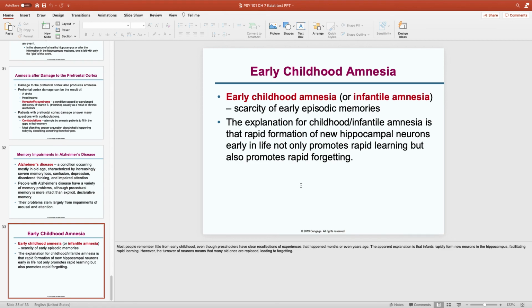When we form new neurons in our early childhood years, those new neurons often replace older neurons we had at that time. As a result, we lose some of the memories that we had stored when we were younger. Therefore, we can't necessarily remember these things later on because those neurons had been replaced by newer neurons.